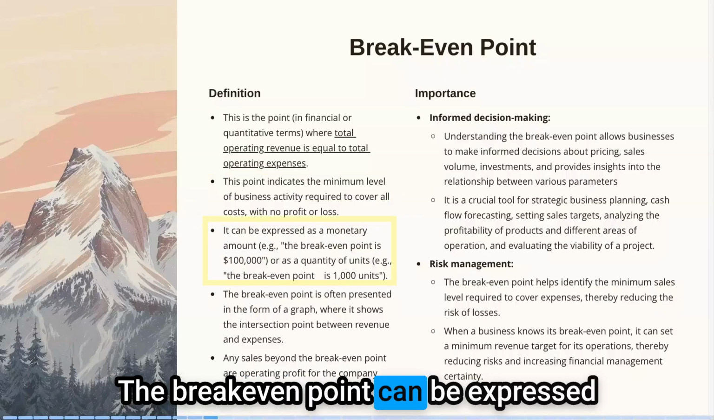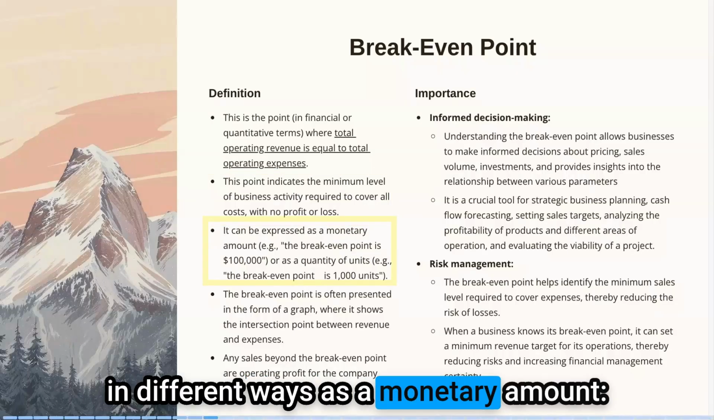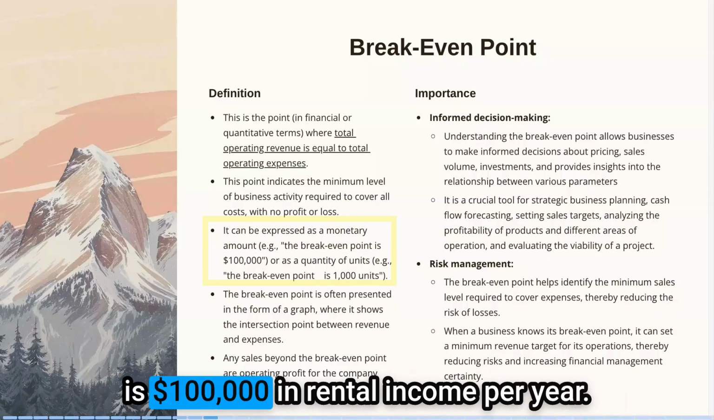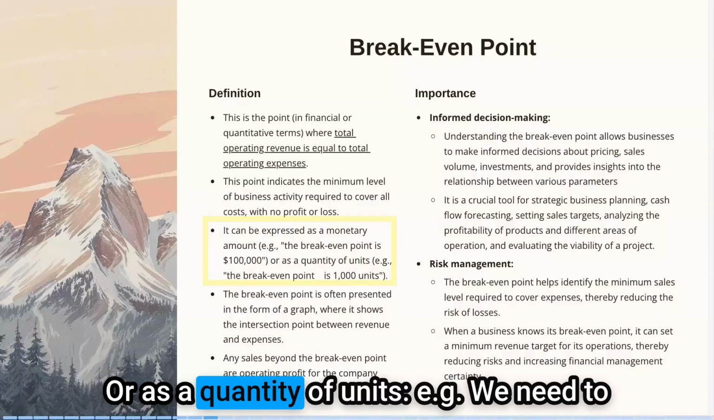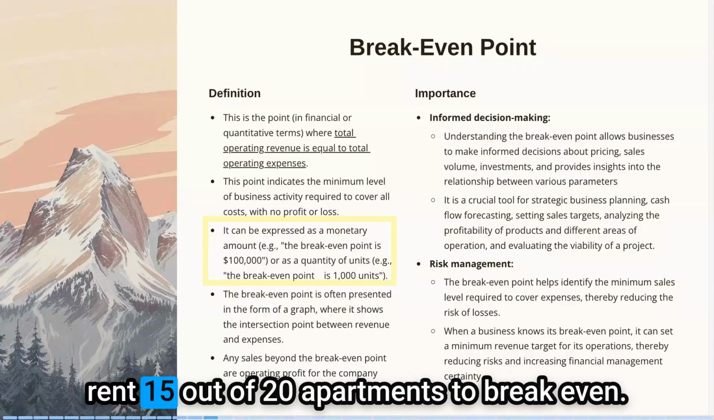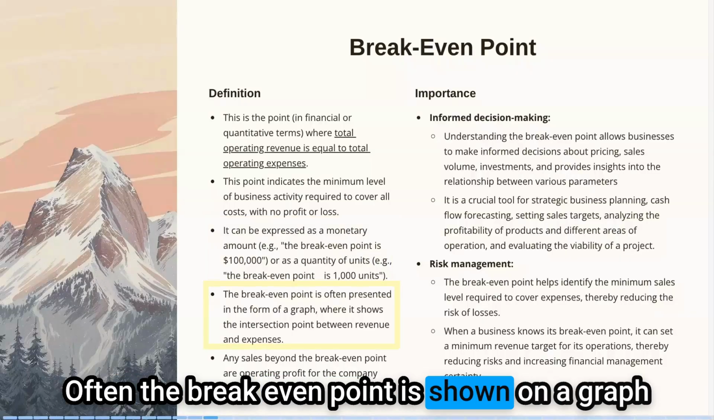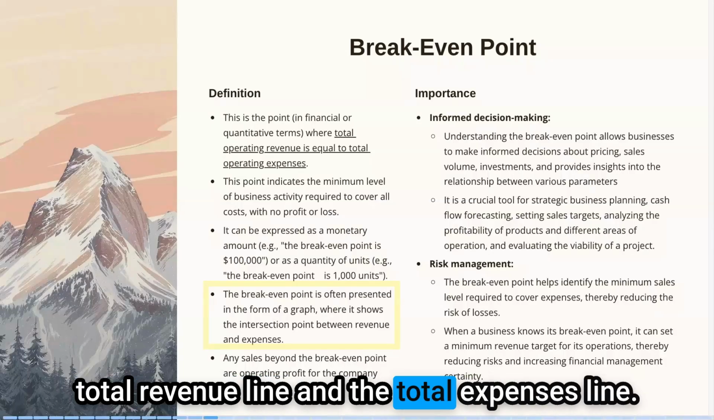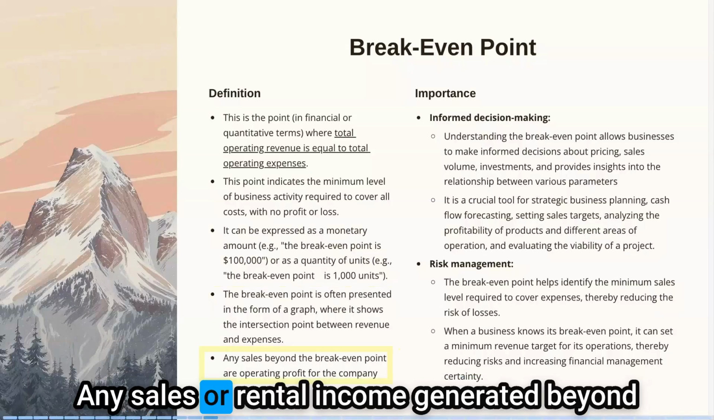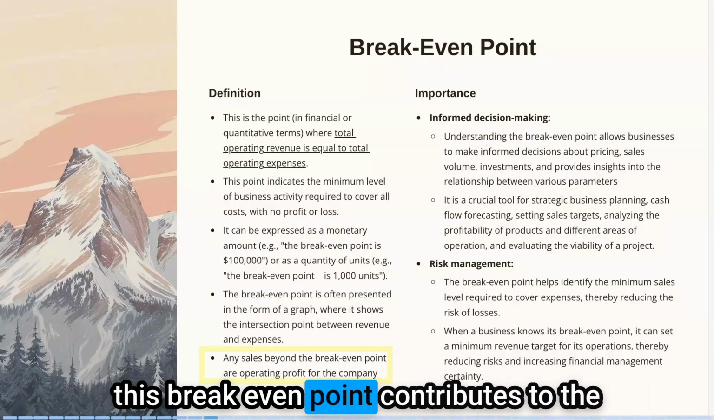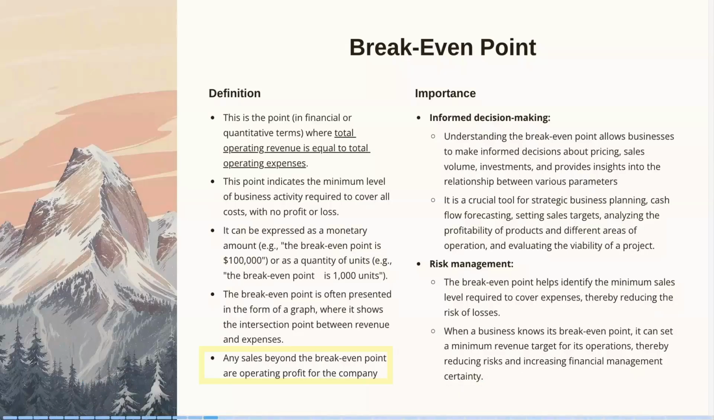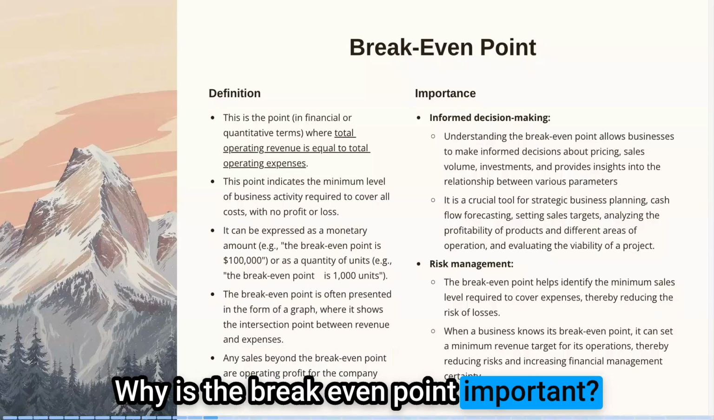The break even point can be expressed in different ways: as a monetary amount, e.g., the break even point for this property is $100,000 in rental income per year, or as a quantity of units, e.g., we need to rent 15 out of 20 apartments to break even. Often, the break even point is shown on a graph where it's the intersection point between the total revenue line and the total expenses line. Any sales or rental income generated beyond this break even point contributes to the operating profit of the company or property. Why is the break even point important?